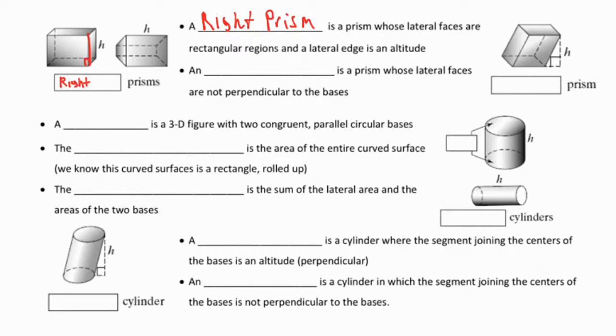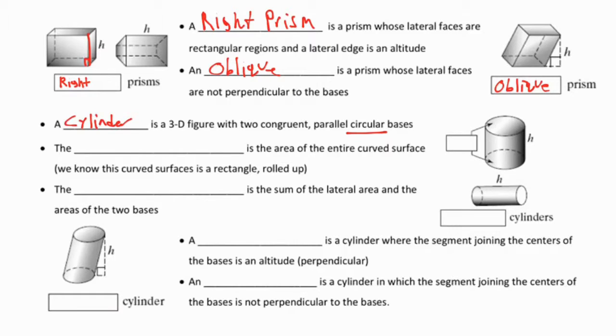Okay? And so over here, a blank is a prism whose lateral faces are not perpendicular to the base, is known as an oblique prism. So over here, this is known as an oblique prism. Okay? And so now looking at a cylinder, a blank is a 3D figure with 2 congruent parallel circular bases, is going to be known as a cylinder.